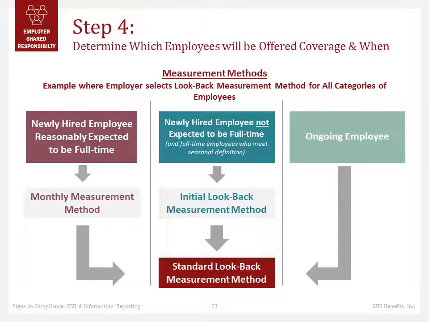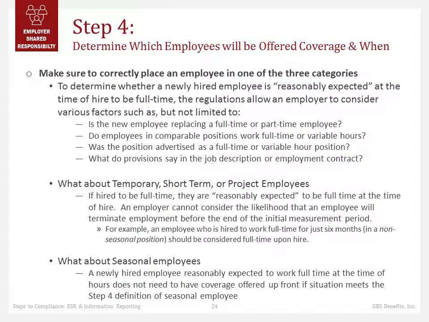So again, newly hired employees who are not expected to be full-time are initially put into the look back, which is called the initial look back measurement method, and then eventually they are transitioned into the standard look back. So there are 2 different kinds of look back, and we'll talk about that in a minute. And then your final category of the 3 buckets that you need to keep separate in your mind are your ongoing employees, and they're the simplest, of course, because they go right into the standard look back. You don't have to put them in some sort of temporary anything. So the key is to make sure you are correctly placing an employee in one of the 3 categories.